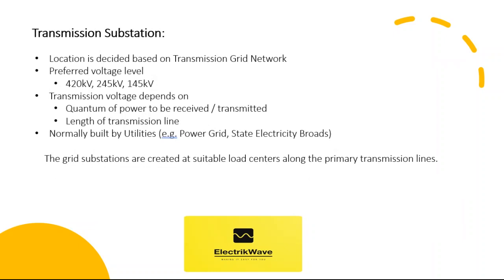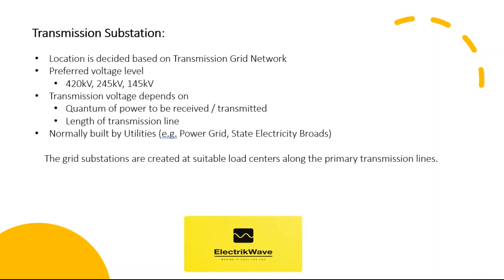Let's understand transmission substation. Location is decided based on transmission grid network. Preferred voltage level 420 kV, 245 kV, 145 kV. Transmission voltage depends on quantum of power to be received or transmitted, length of transmission line. Normally built by utilities, for example power grid, state electricity boards.